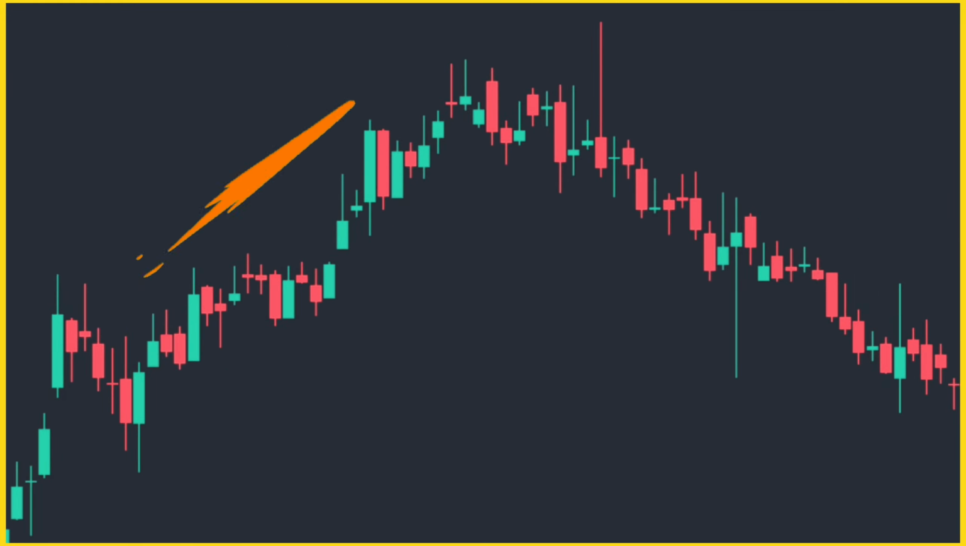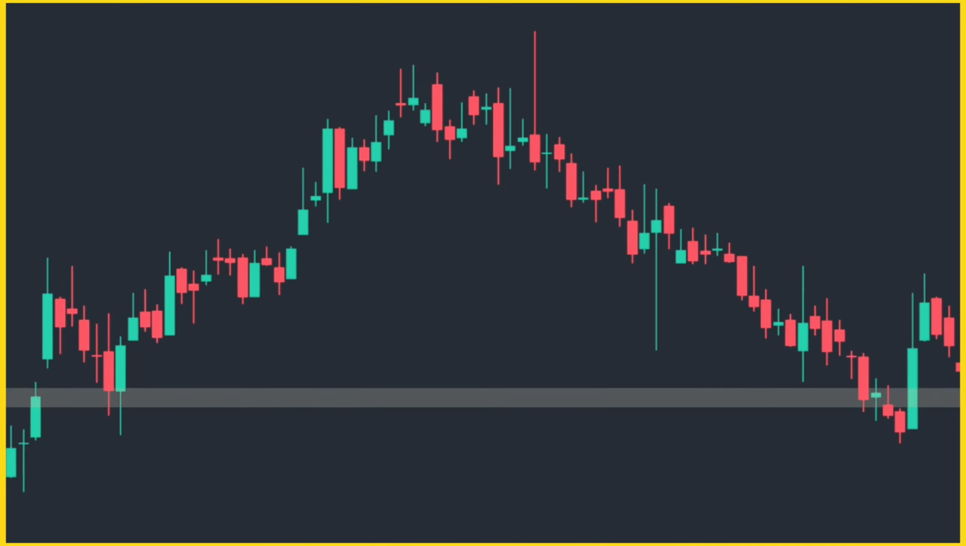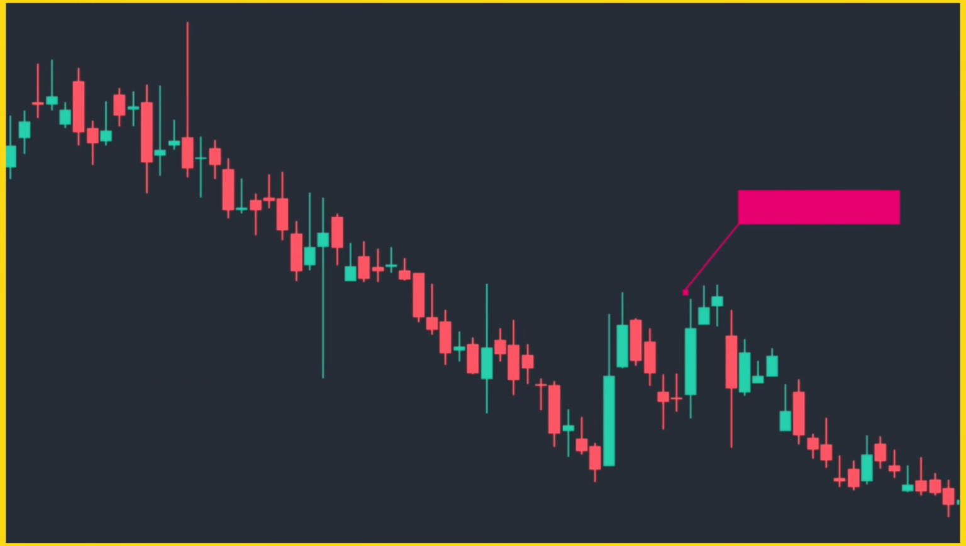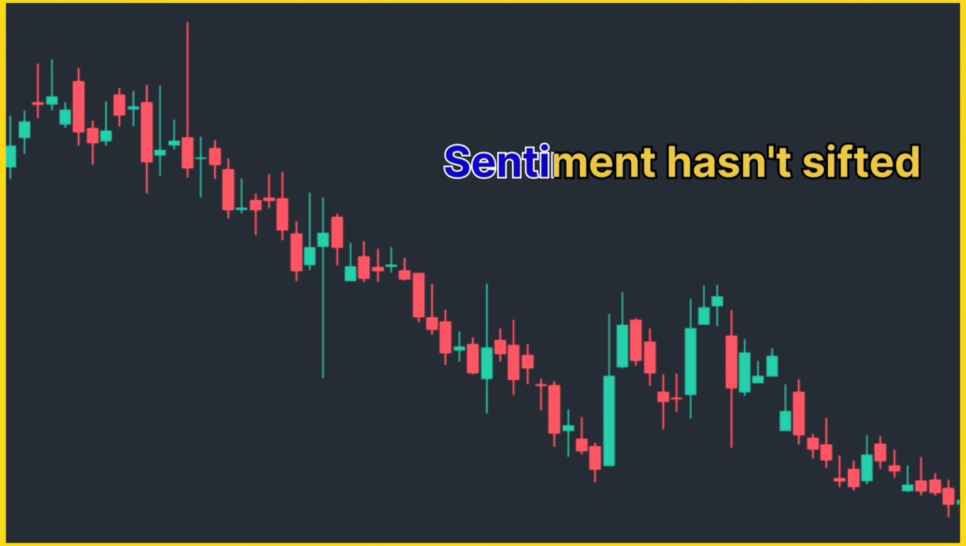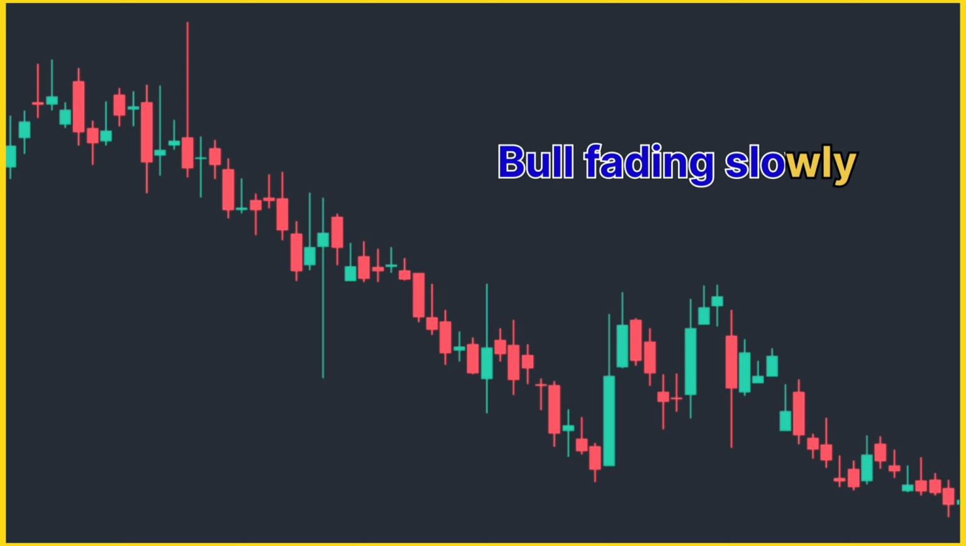The move up to the high showed again that buying power was much greater than selling power. After the new high, price did not make a new low, but it didn't make a new high either, and formed the right shoulder. At this point, sentiment hasn't completely shifted yet, but the bullish power is fading slowly.